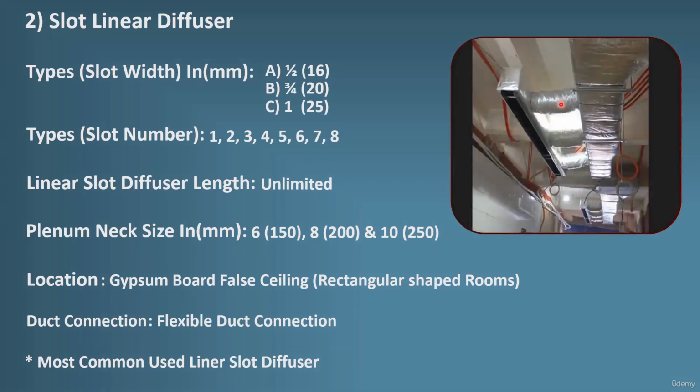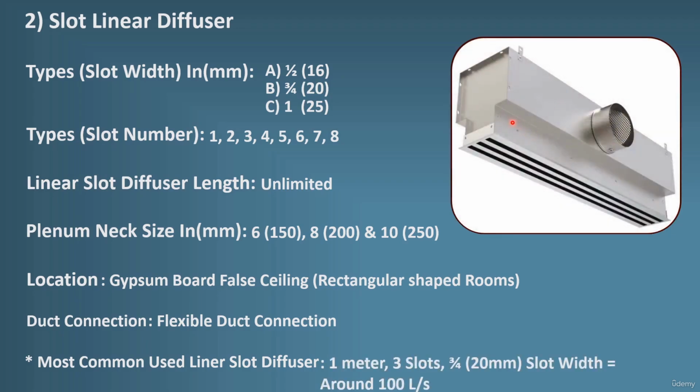This one is 1 meter in length, 3 slots, the number of slots, and 20 millimeter for each slot. This diffuser gives around 100 liter per second. We will see the flow and how to select it from the catalog in the coming lectures.